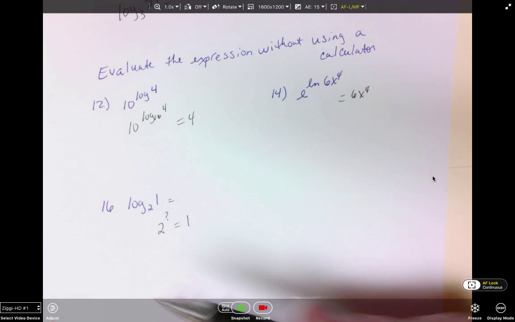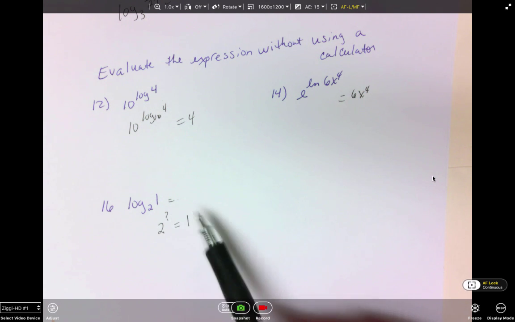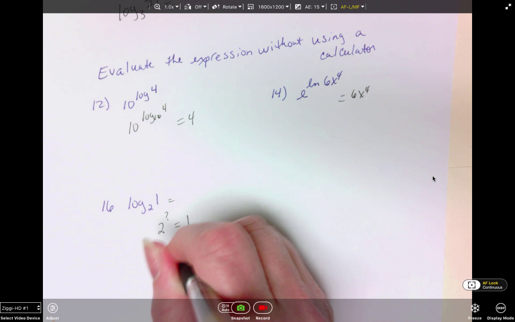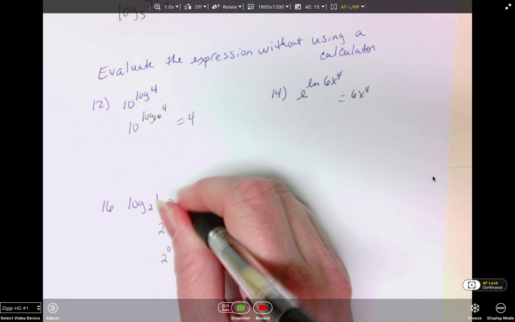So if we're looking at 2 to the first power, we get 2. 2 to the second power would equal 4. But 2 to what power gets us 1? Well, the only way to get 1 is 2 to the 0 power. So anytime you have a log with base 2 or base anything and a 1, the value will be 0. So this would equal 0.